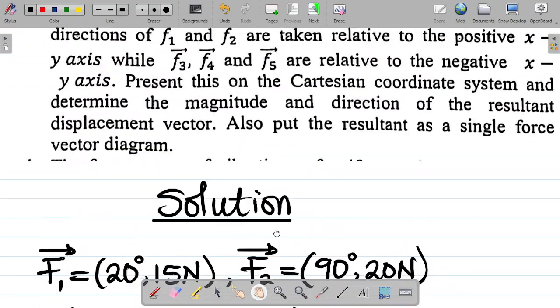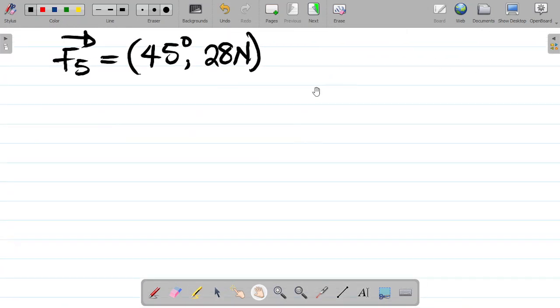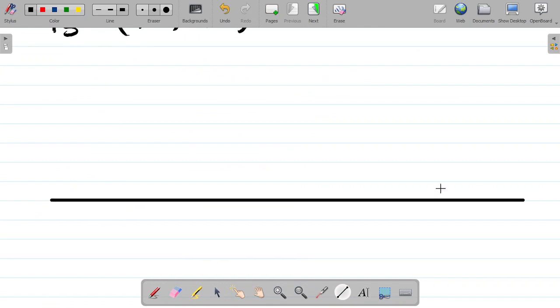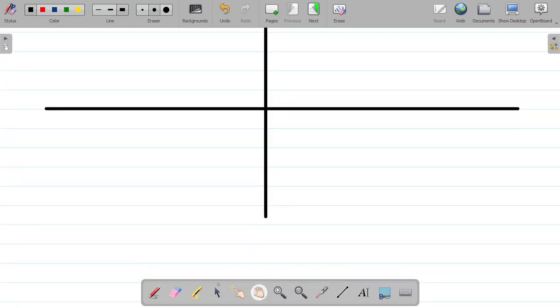Now, the next task is to look at the direction. They said F1 and F2 are taken relative to the positive XY axis. So what do you do here? You'd create a Cartesian coordinate system. Let me try to draw this. The first one is your horizontal axis, and then you have your vertical axis. Let me see if I can extend this a bit. All right, so you have this.